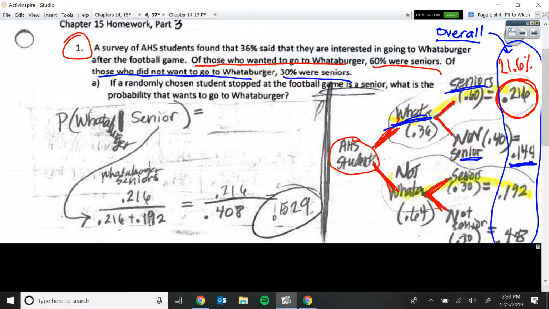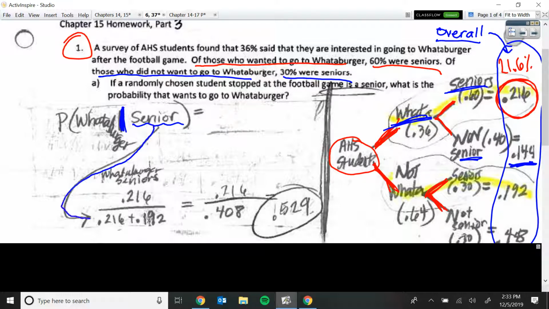Okay. So now I just wanted to make sure you kind of understood that. Let's go on to the question. If a randomly chosen student stopped at the football game is a senior. So this is now that given that. So given that they're a senior, so out of all the ones that are seniors, what's the probability they're going to Whataburger? So here's how this works. We want to say then, so that means given that.